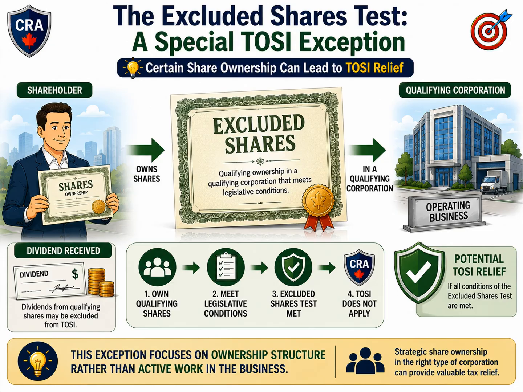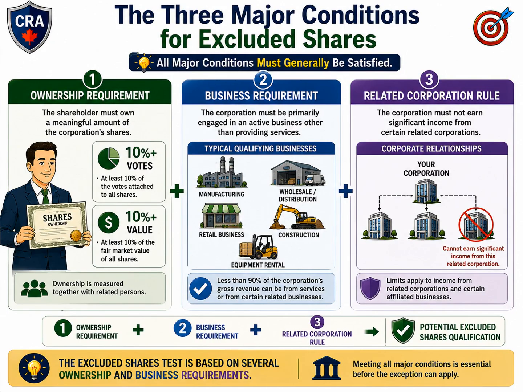The key takeaway from this slide is that the excluded shares test provides a potential pathway out of TOSI based on qualifying share ownership, rather than focusing on the amount of work performed. The analysis focuses on whether the shareholder owns qualifying shares in a corporation that satisfies the required legislative conditions. The excluded shares test may appear simple on the surface, but it is actually built on several important legislative requirements. To qualify for this exception, a shareholder generally needs to satisfy multiple conditions at the same time.